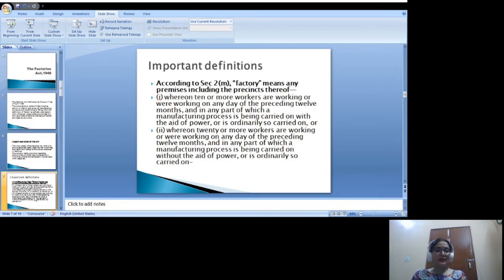Now, this first line, according to section 2(m), factory means any premises including the precincts thereof. Here, precincts means any premises. Premises can be any building, and this building or premises can be with boundaries or without boundaries. For example, the manufacturing process of salt is carried on a land. There are no foundations, there are no boundaries, there is no building, but the manufacturing process is carried on land.